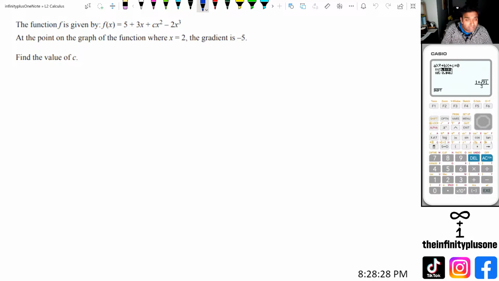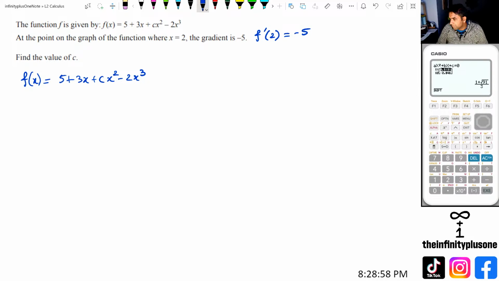So in here, what it says is we've got f of x, which equals 5 plus 3x plus cx squared minus 2x cubed. Now, the next thing that we know from reading the question is the gradient at 2 is negative 5. So we can say f dash of 2 equals minus 5.